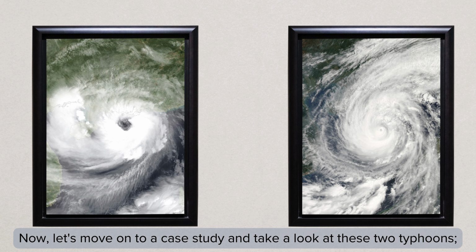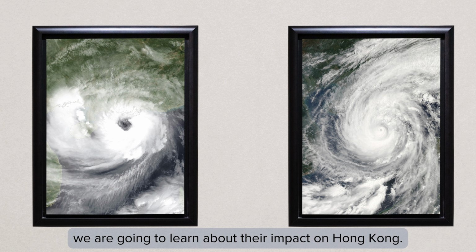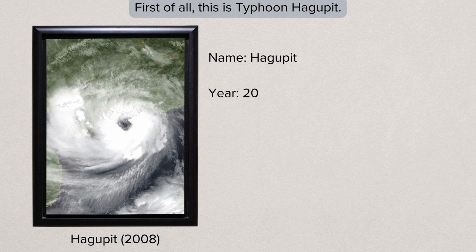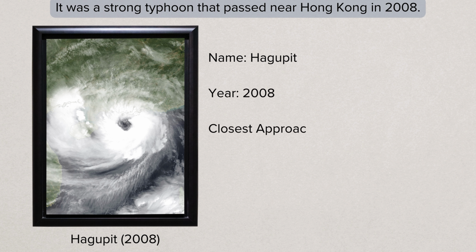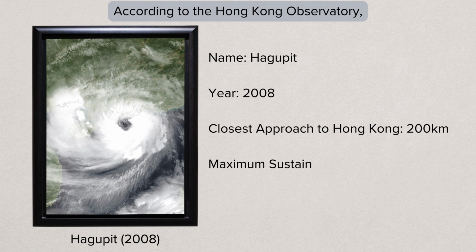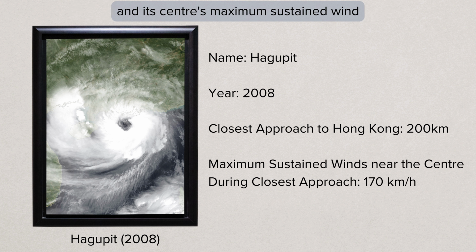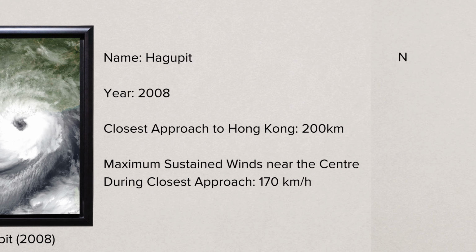Now, let's move on to a case study and take a look at these two typhoons. We are going to learn about their impact on Hong Kong. First of all, this is Typhoon Hagupit. It was a strong typhoon that passed near Hong Kong in 2008. According to the Hong Kong Observatory, its closest approach to Hong Kong was around 200 km, and its center's maximum sustained wind during its closest approach was around 170 km per hour.